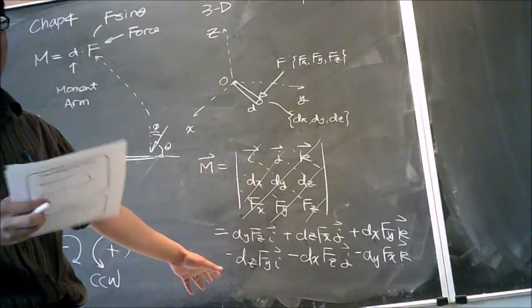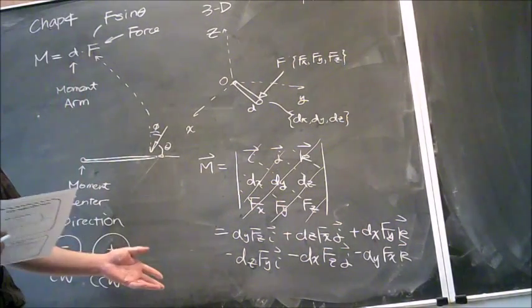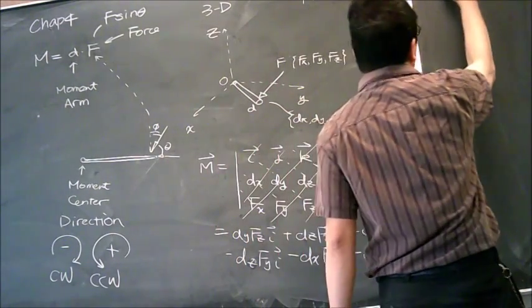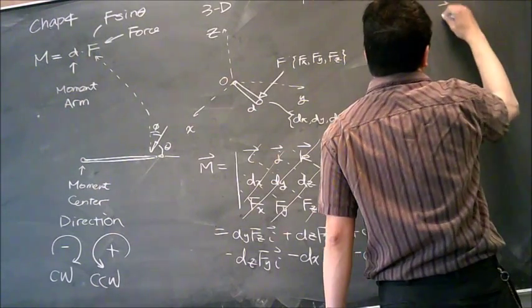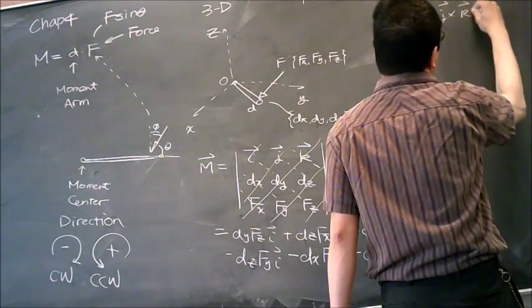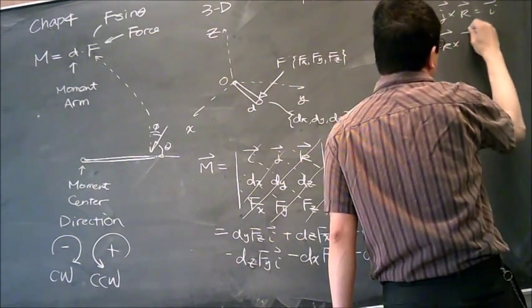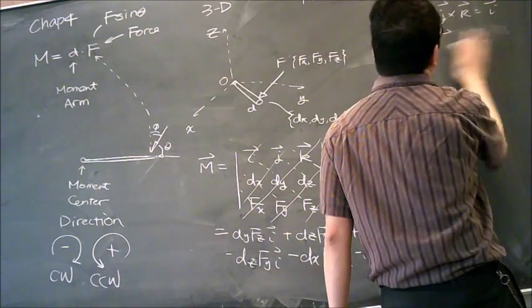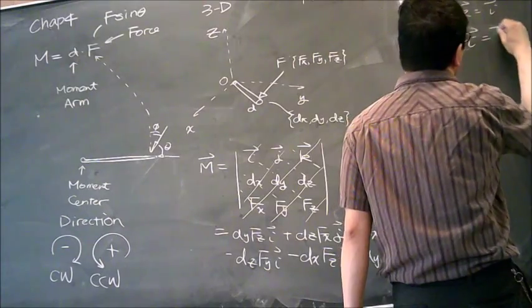Personally, I don't like this, but this is taught in class. So some of you might wonder, when you are doing this, you have i cross product j equals k, j cross product k equals i, k cross product j equals negative i, k cross product i equals j.